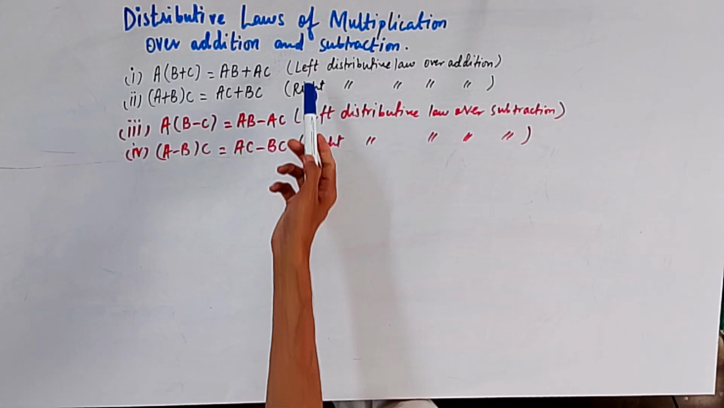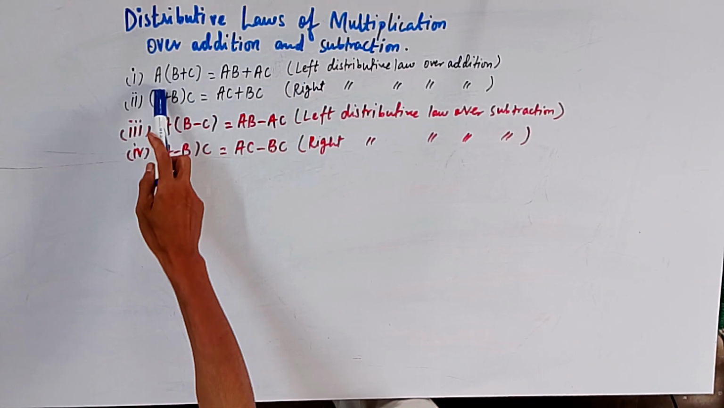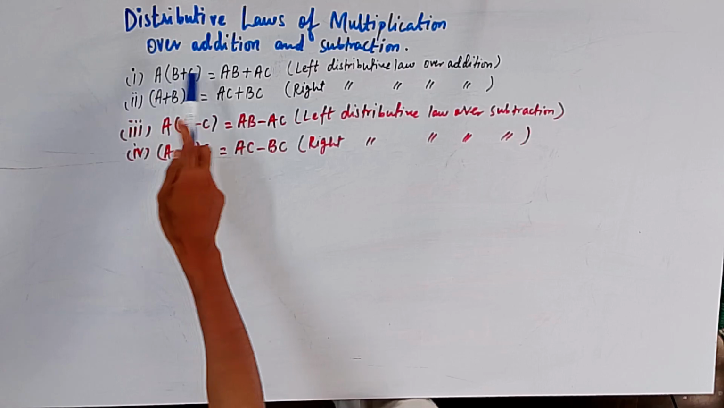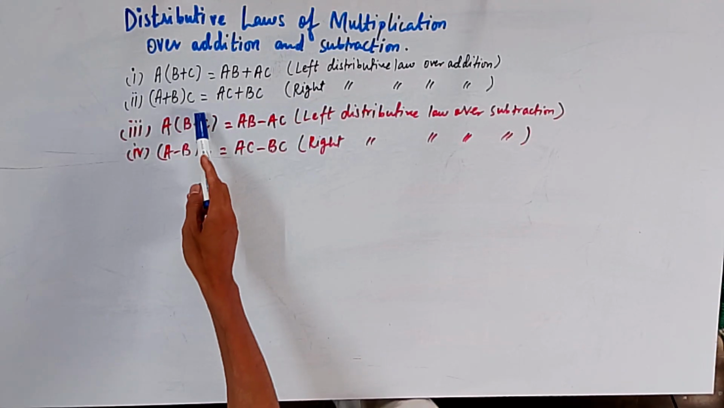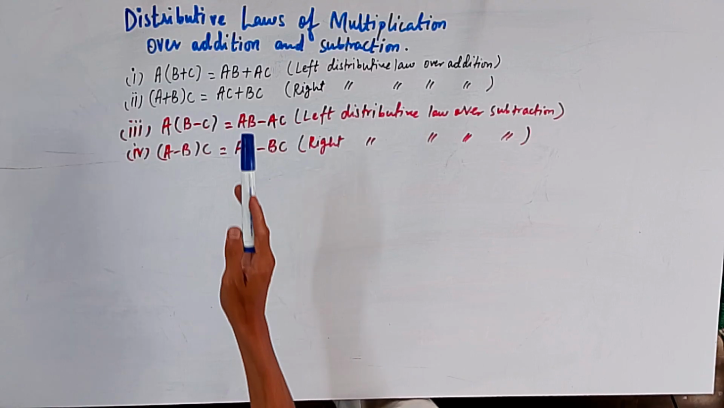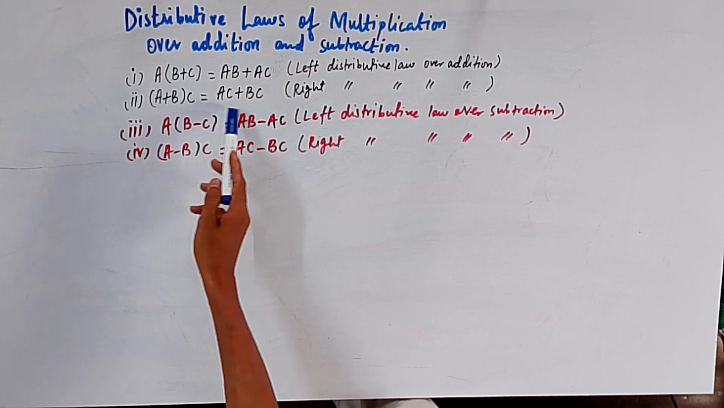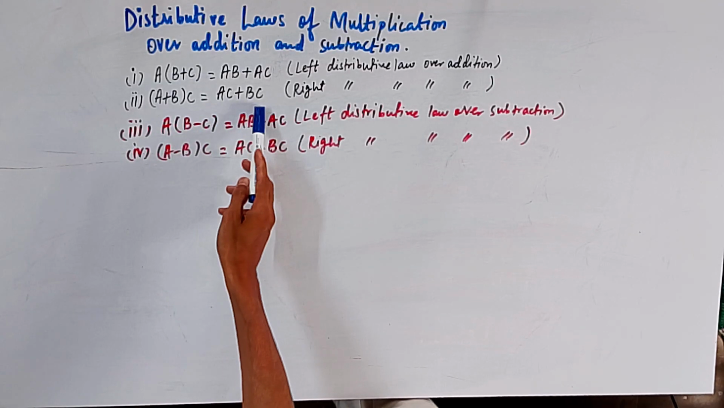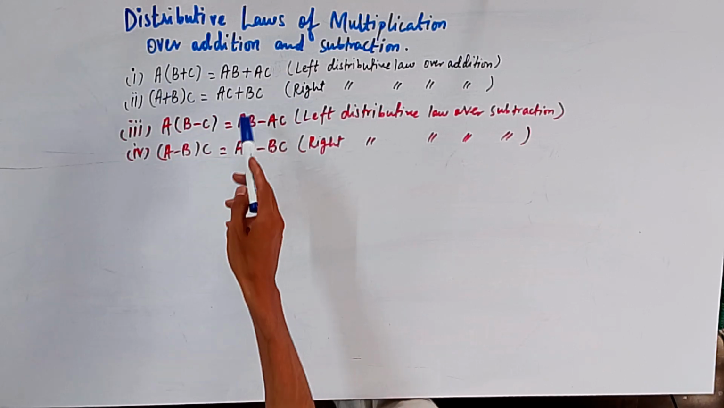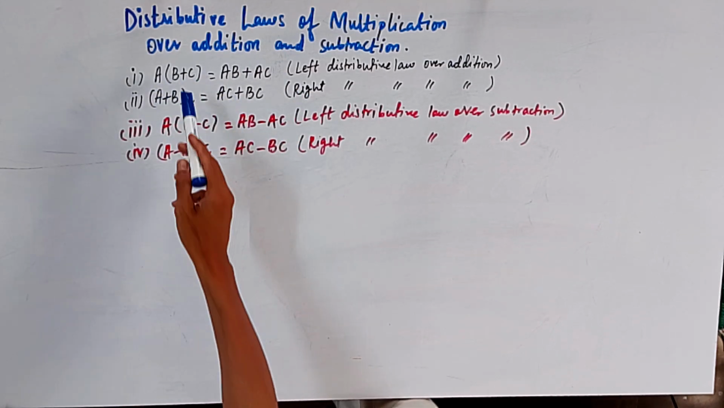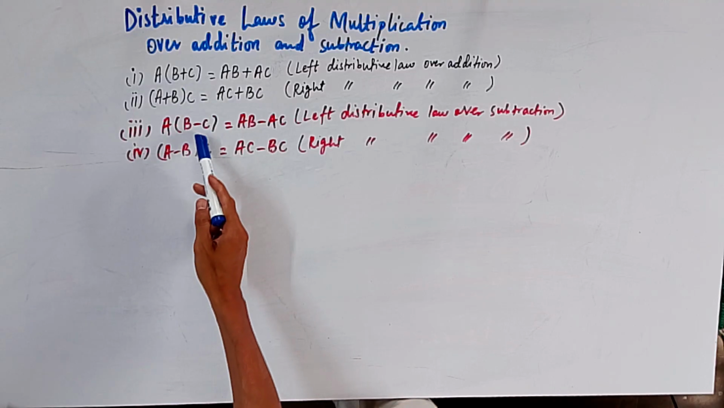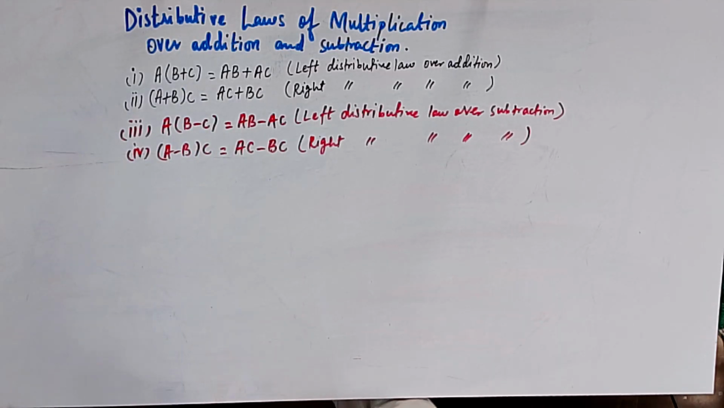Left means on your left of the bracket there is a matrix which will open the bracket, and right distributive law over addition means that there is a matrix on the right side of your bracket that will open your bracket, and this is how it looks. And same for the subtraction, there is no change except sign. It is written plus over here, it is written minus, it is written plus over here, it is written minus.